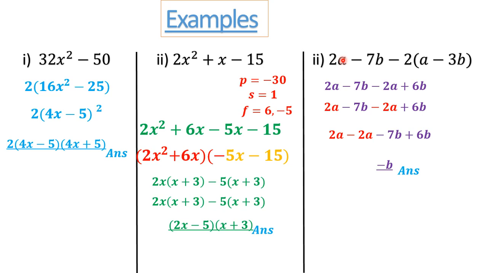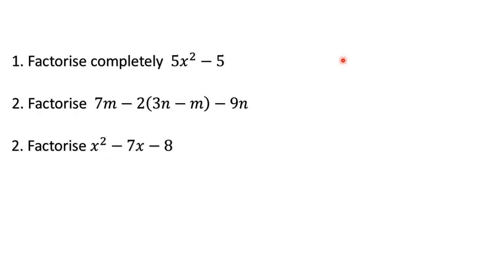Okay, so I'll leave you with an exercise so that you try it out. Okay, so that is your task for today. Factorize completely 5x squared minus 5. I'm sure if you just look at this, you are able to remember to say 2 terms with a minus, difference of 2 squares. Okay, factorize this one, first of all, remove the brackets. Okay, then the last one, factorize x squared minus 7x minus 8. If you look at this, this is quadratic factorization.